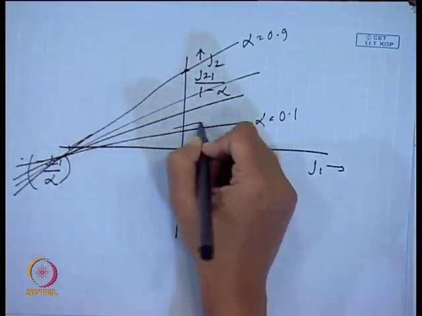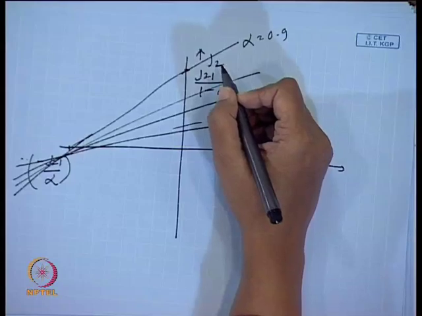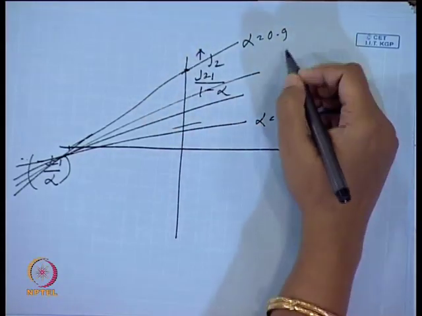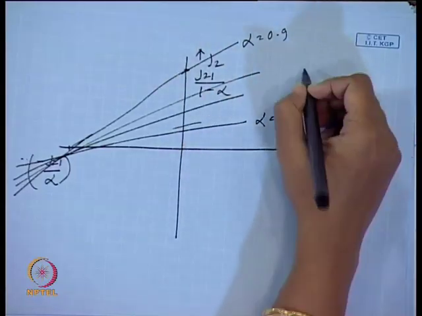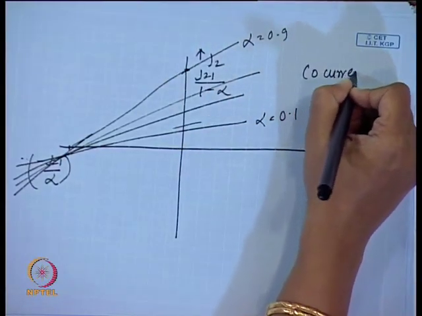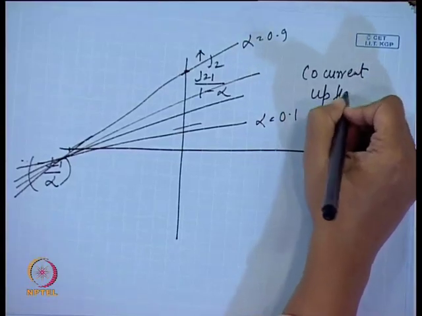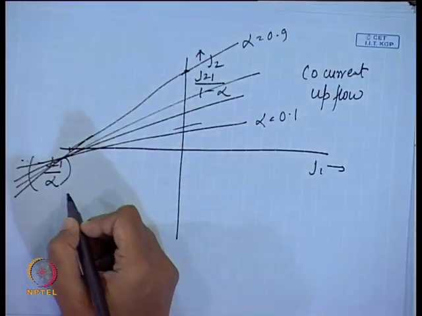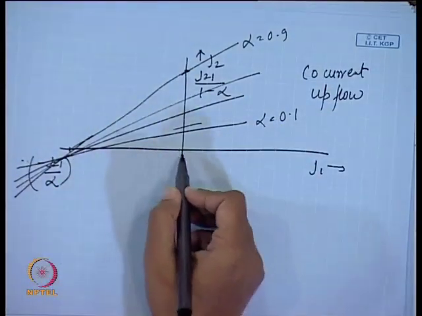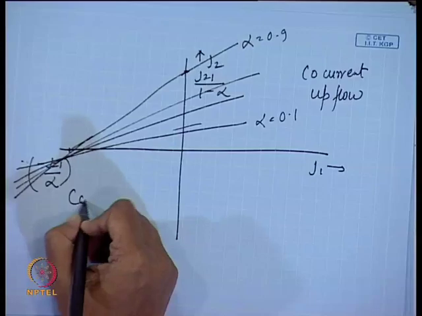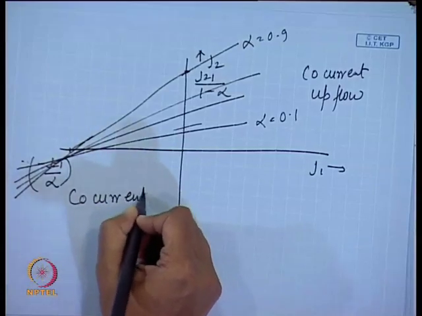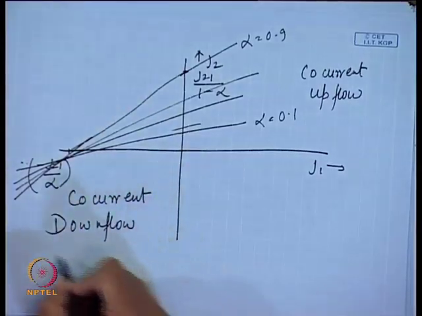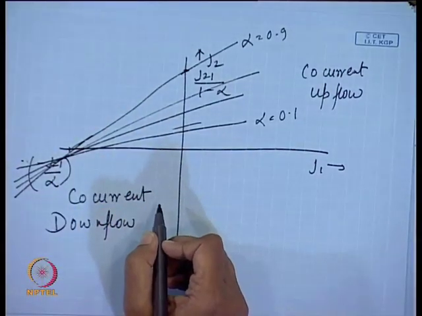If you draw it properly, maybe I will give you a problem in which you can draw it and find out that in this particular region where both J2 and J1 are positive, that means this is co-current upflow, always a solution is possible. In this particular region where both J2 and J1 are negative, that means this is co-current downflow. Here also you find that always a solution is possible.